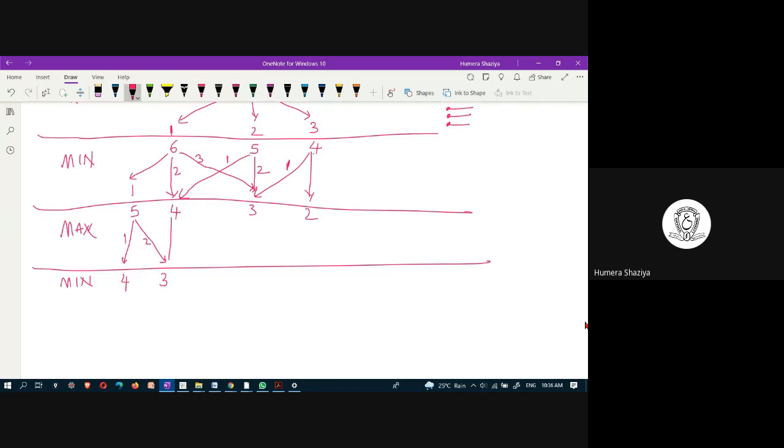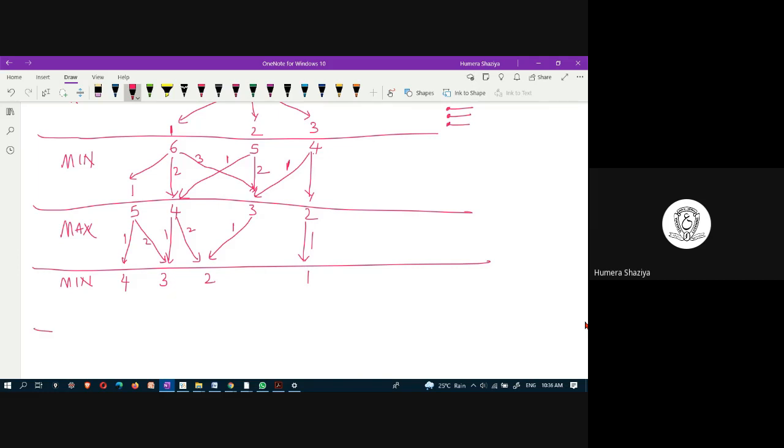From 4, if 1 is picked, 3 will be left. From 4, if 2 is picked, then 2 will be left. From 3, if 1 is picked, 2 is left. From 2, if 1 is picked, 1 is left. Okay, so 4, 3, 2, 1 we get.